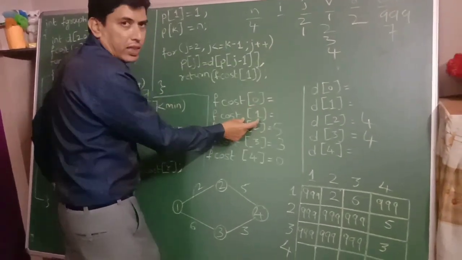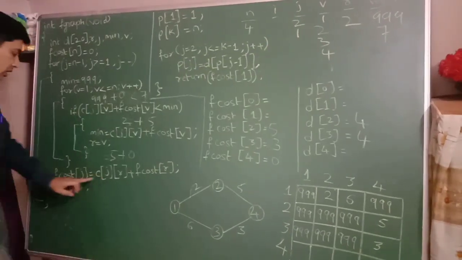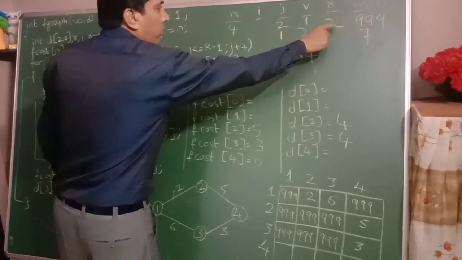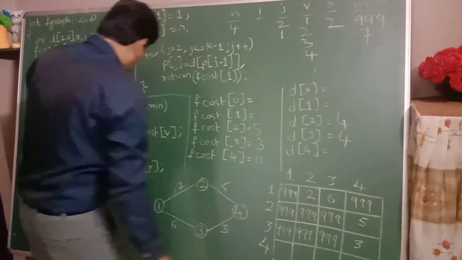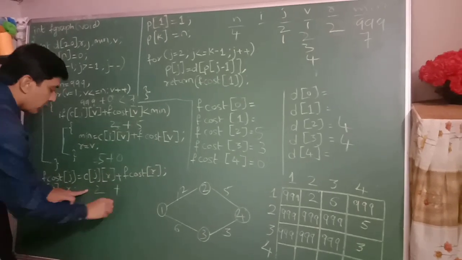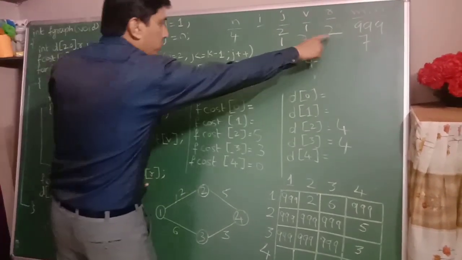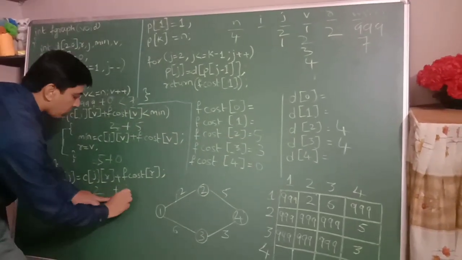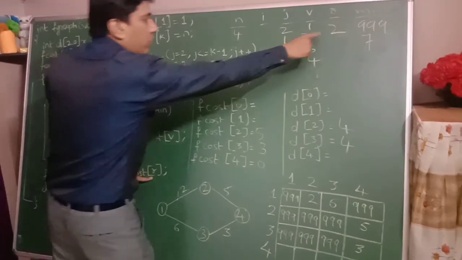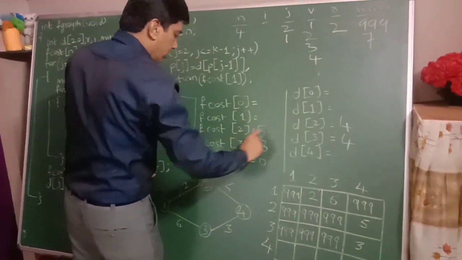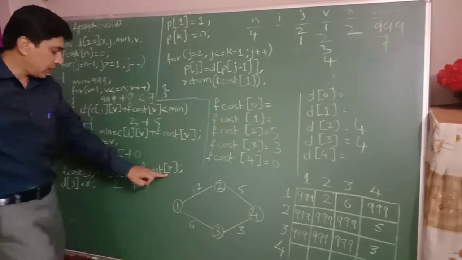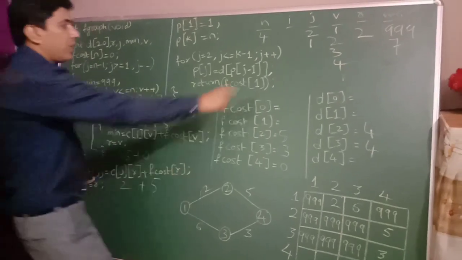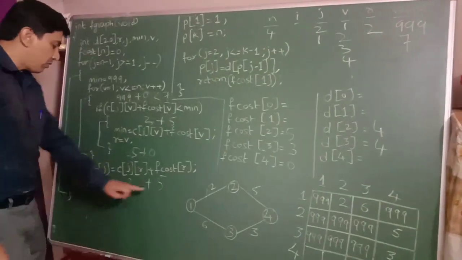I am referring here, f cost of 1, j value is 1, is equal to jr. It is 1 2, right? So what is 1 2? 1 2 is what? 2 plus f cost of r value is 2, right? So what is value of 2? 2 is here 5. It is 2 plus 5. F cost of r value is 2. So 2 here is 5. It is 2 plus 5 is 7, right? So f cost of j value is 1, that is equal to 2 plus 5 is 7.